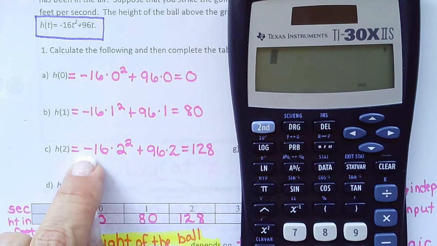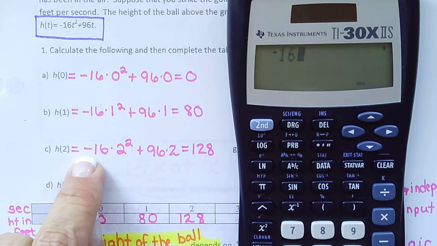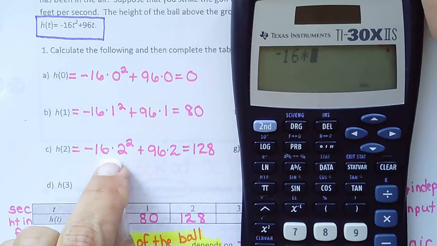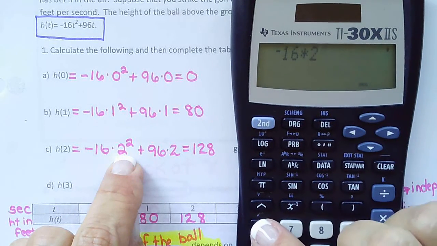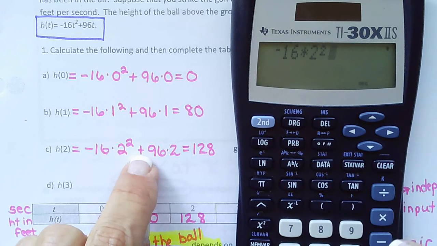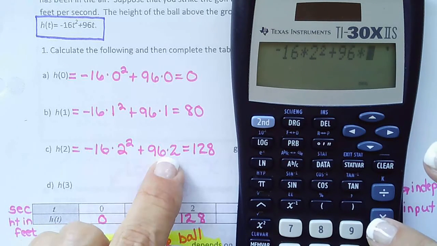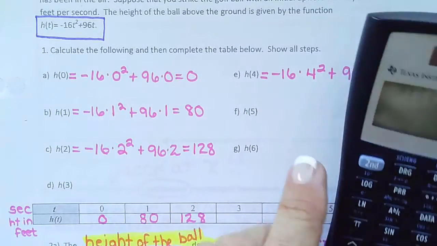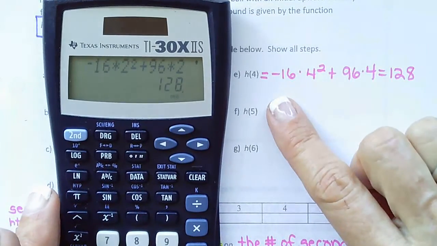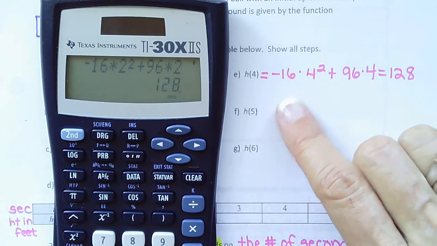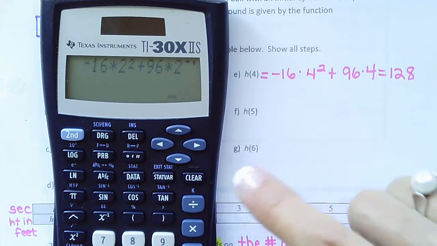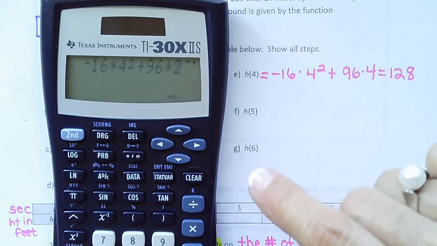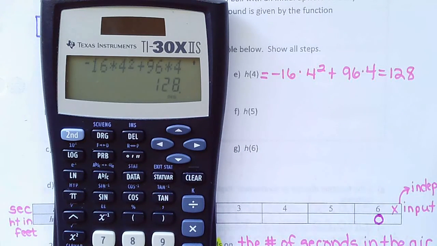So negative 16. So use the key at the bottom, negative 16, then your times sign. And this is why I tell everybody to write it out perfectly, because this is how you're going to type it in the calculator. 2, then hit your x squared button, plus 96 times 2, hit enter, and you can see I get 128. And then I skipped and did h of 4 because I wanted to show everyone how you don't have to type it again. If you hit the up arrow, it'll bring back that line and then just change the 2's into a 4 and this 2 into a 4, then hit enter, boom, 128.